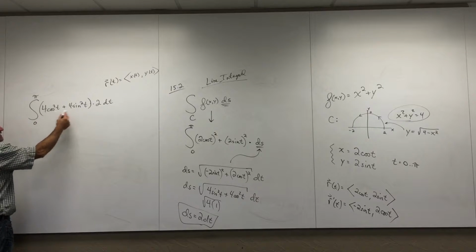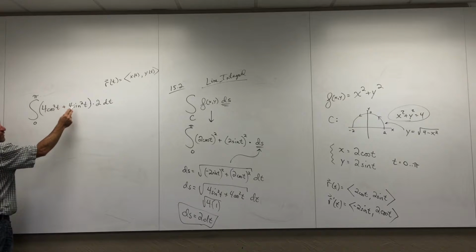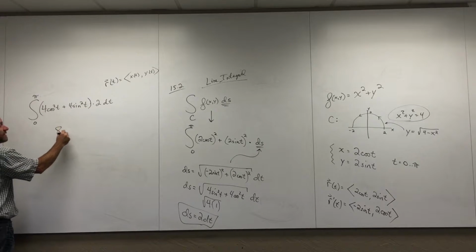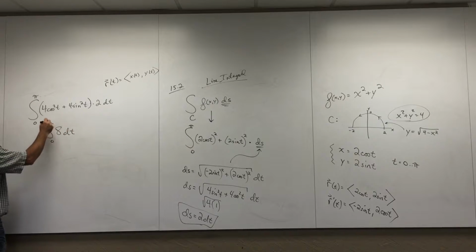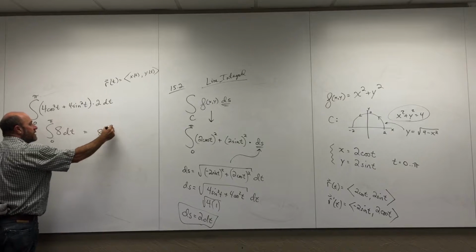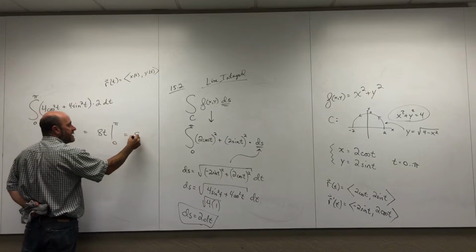And this, dude, this is just a 4, right? Again, sort of factor the 4 out. Cosine squared plus sine squared is a 1. This is a 4. This is a 2. This is an 8. This integral has turned into this. And the answer is 8t, when you integrate. Evaluated from 0 to pi, the answer is 8 pi.